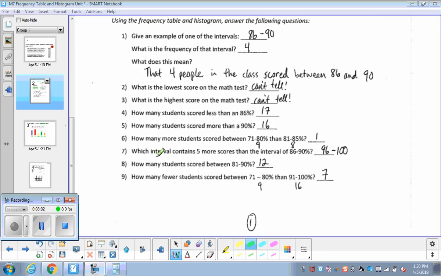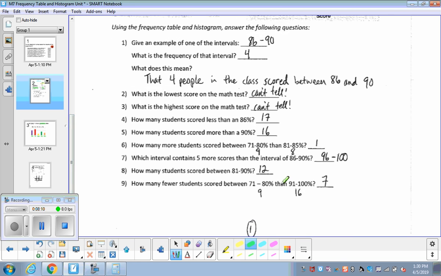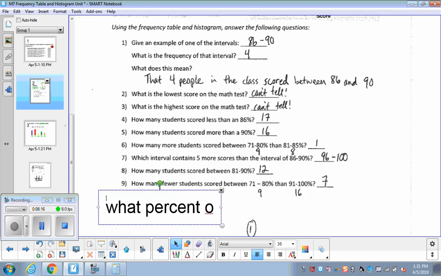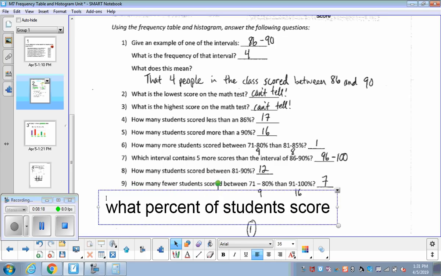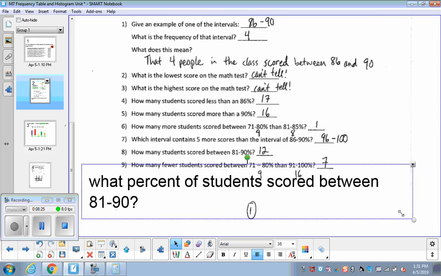Now the question only asks how many students scored 81 to 90, and that's just adding up the 8 to 4, which is easy. What I do want to point out is that we can take this a step further if the question says what percent of students scored between 81 to 90, and that's the part that I was mentioning was going to be a little bit tricky.